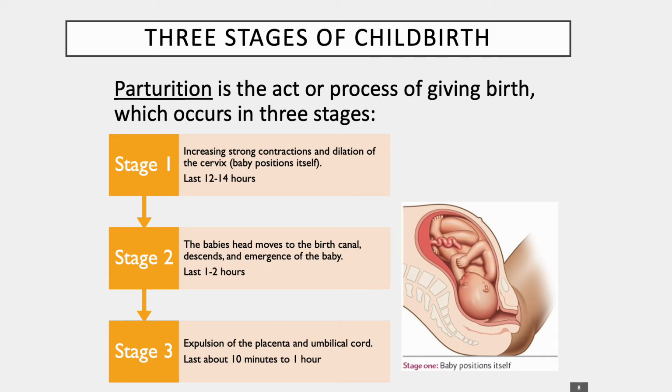There are 3 stages of childbirth. Let's review. Dilation of the cervix is generally the longest stage. It's 12 to 14 hours. The contractions begin about 15 to 20 minutes apart, and at the end of this phase are only about 2 to 5 minutes apart. In stage 2, this lasts about 1 to 2 hours as the baby descends and emerges. And stage 3 is the delivery of the placenta and the umbilical cord, which takes 10 minutes to 1 hour.